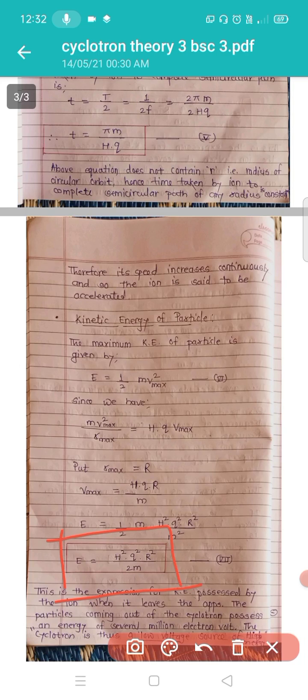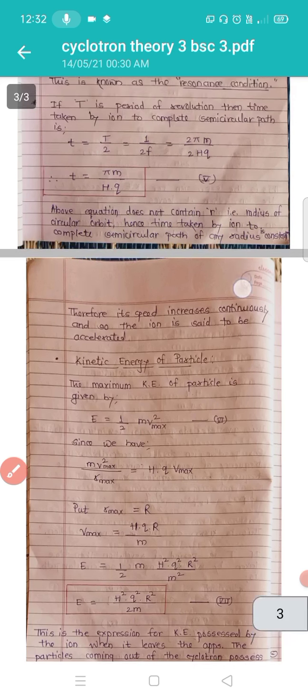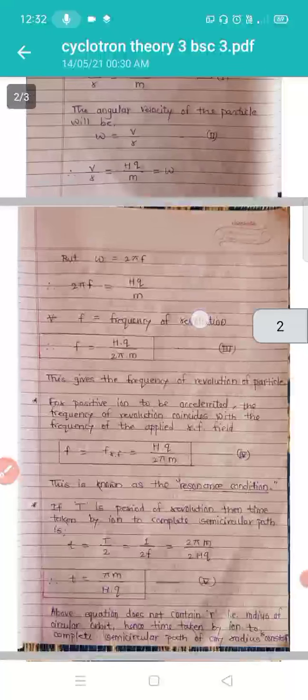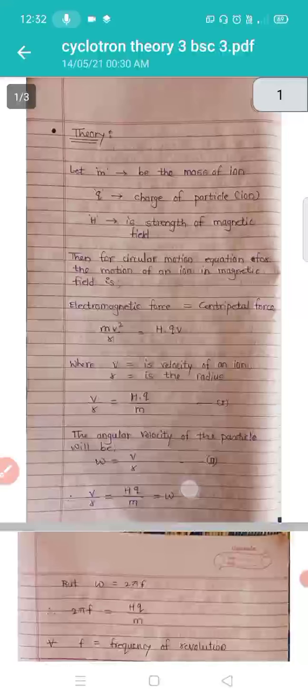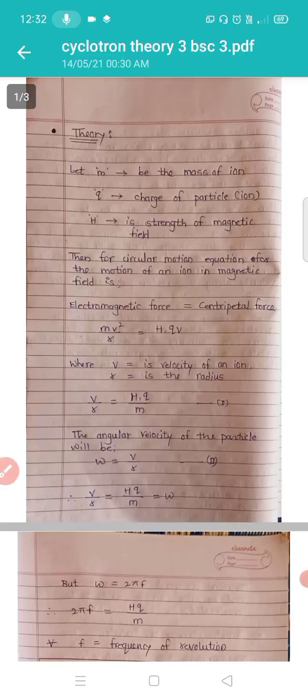The particle coming out of the cyclotron possesses an energy of several million electron volts. The cyclotron is thus a low voltage source of high energy. This is regarding the theory of cyclotron. In the next class, we are going to study the limitations of the cyclotron and their compensation. Okay, thank you.